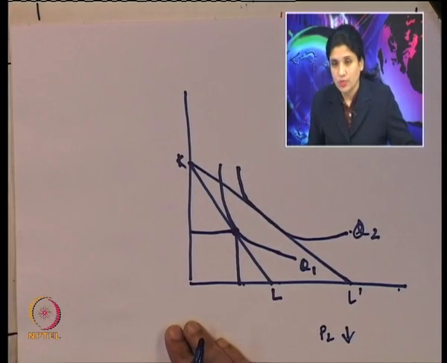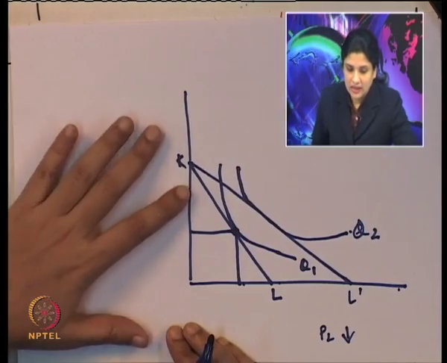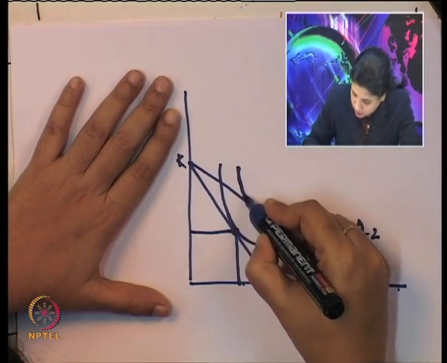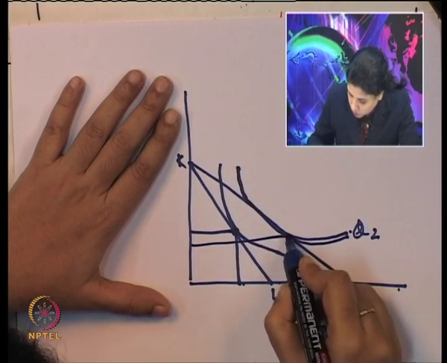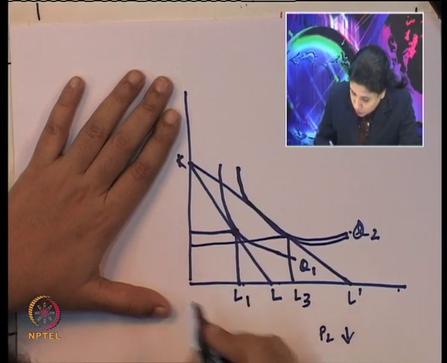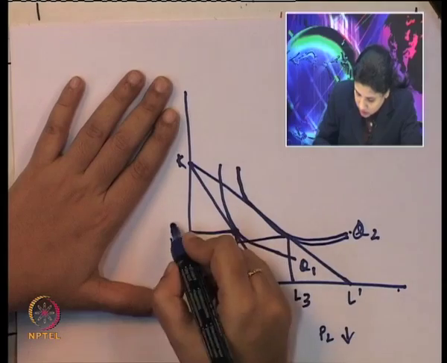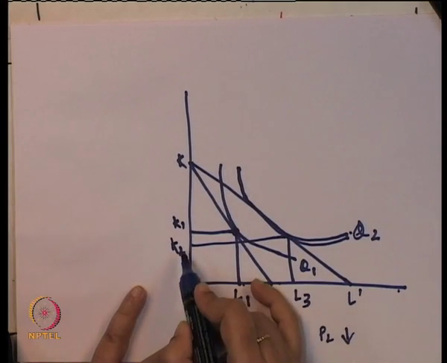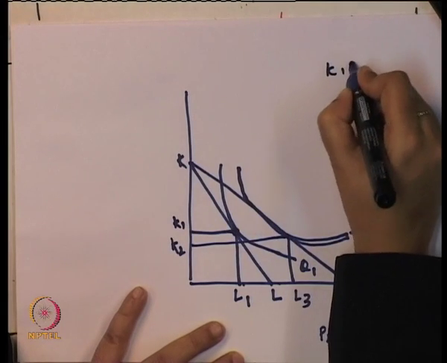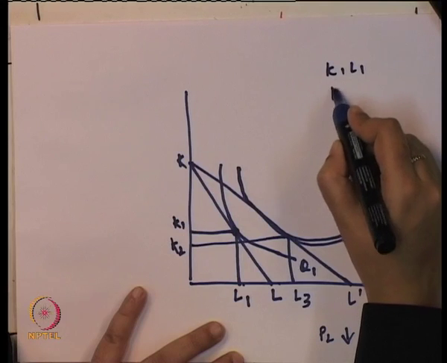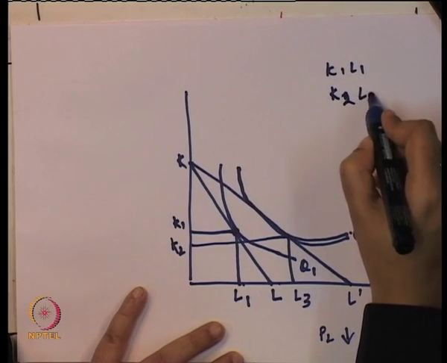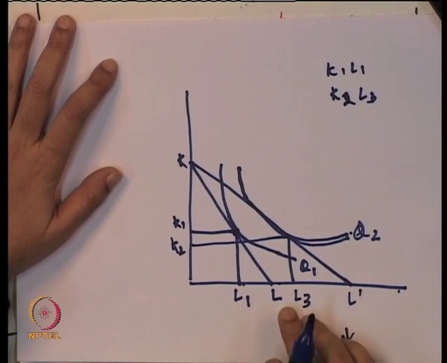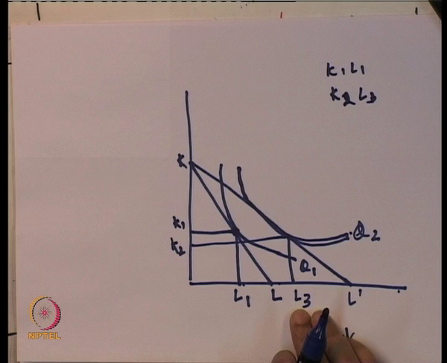Once it changes from KL to KL dash, what is the new input combination? The new input combination is L3, that is L1, and this is K2, this is K1. So, with the change in the input price, the firm will now use more labor and less capital. Earlier it was K1 L1, now it is K2 and L3. Now, to keep it at the same level, what will the producer do? At least at the same level of output, the producer still wants to change the input combination.